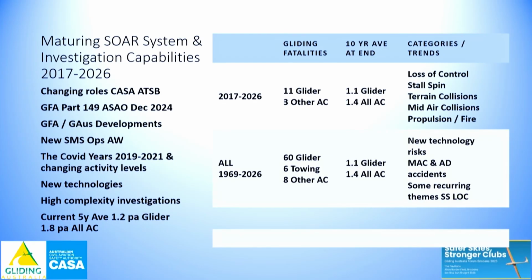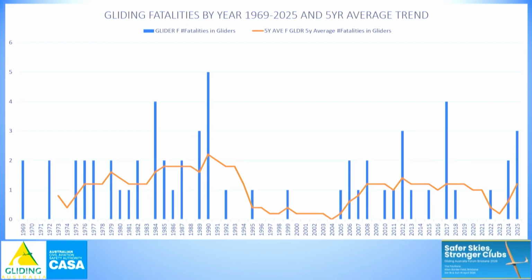Now, we're talking about small data samples, but any single accident has a fair effect on this. What does that look like in terms of lines and trends? This is gliding fatalities only from 1969 to present. You can see those big, horrible blue lines coming up with bad years and high casualty collisions and other events.